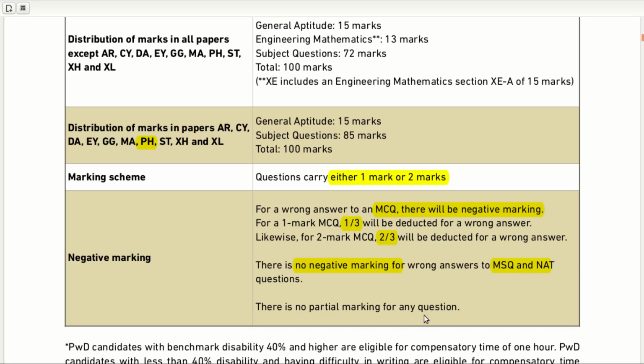And there is no partial marking. Okay, so in the case of MSQ, suppose there are 3 alternatives correct, and you selected 2, then you will not get some marks because you selected 2. If you select all 3, then only you will get the full marks, otherwise you will get 0 marks.